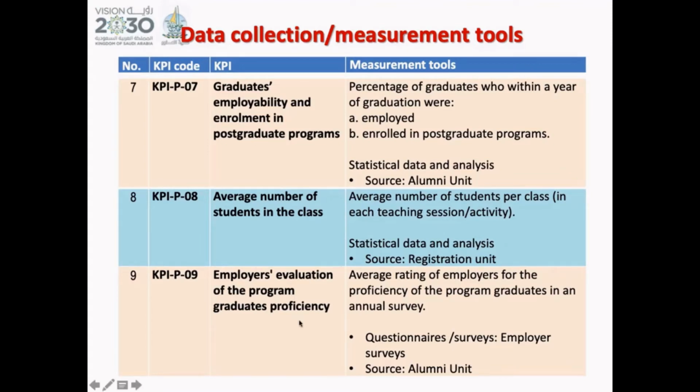KPI number 9 is about the employer evaluation of the program graduates' proficiency. We started to have the data from last year. Last year we sent the survey to selected employers, and then we got the data here. The alumni unit does this. So we can get the average rating of employers for the proficiency of the program graduates in the annual survey. Last year was very good, I think about 4 out of 5. So this is the first time we got a response from the employers.